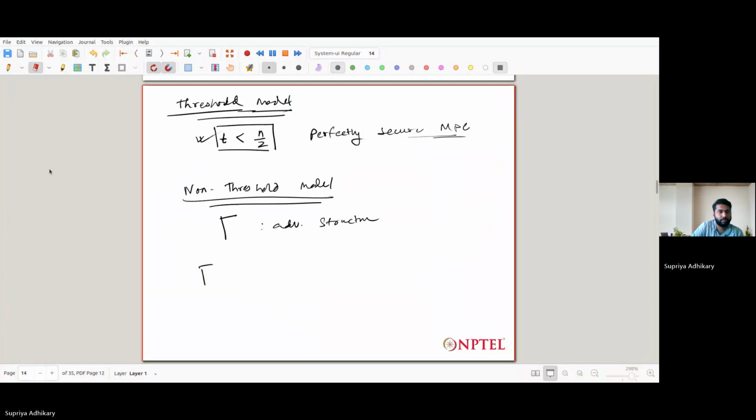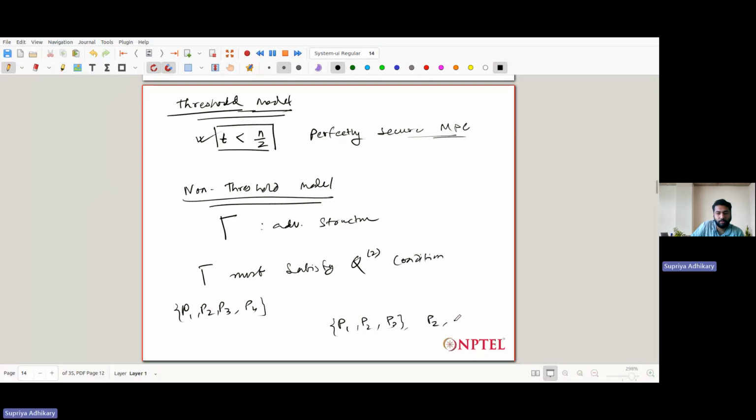Now consider 4 parties: P1, P2, P3, P4. Now we have an adversary structure like this: P1, P2, P3, P2, P1. So this is just our adversary structure.